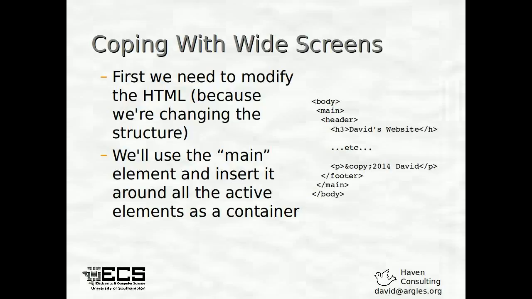Now we have a slight problem because we have in fact not just changed the style, we've changed the actual semantic structure of our page. So we do need to go back and modify the HTML because we're changing the semantic structure. So we'll use the main element and insert it around the active elements as a container, as we've got in this bit of code here.